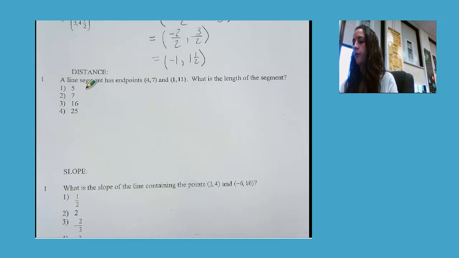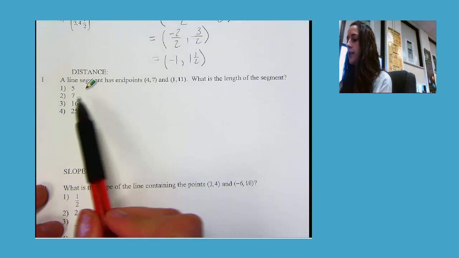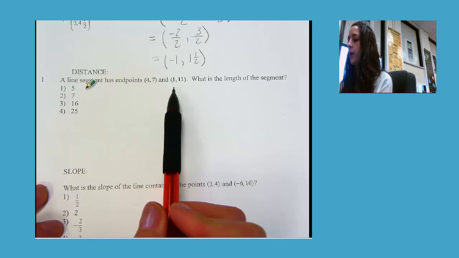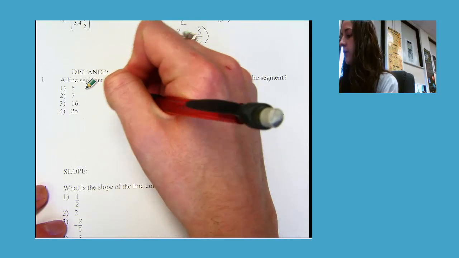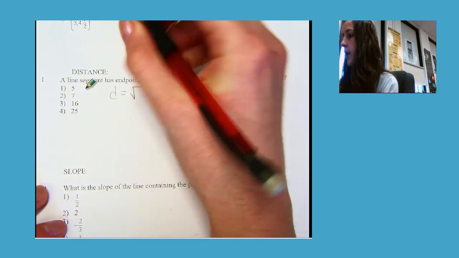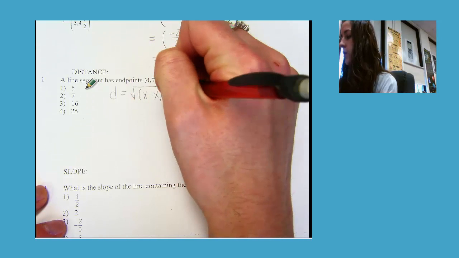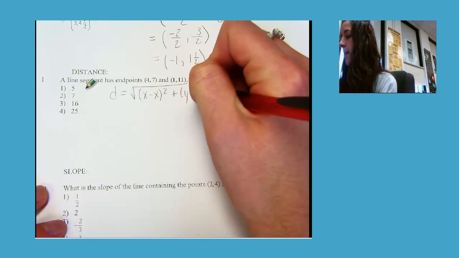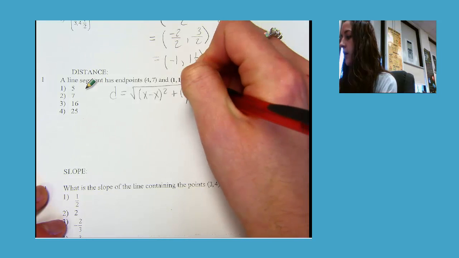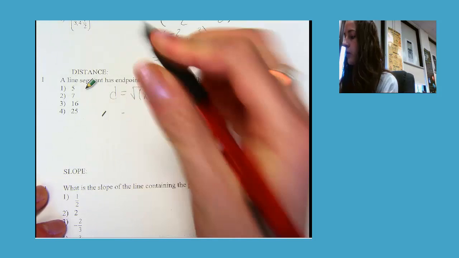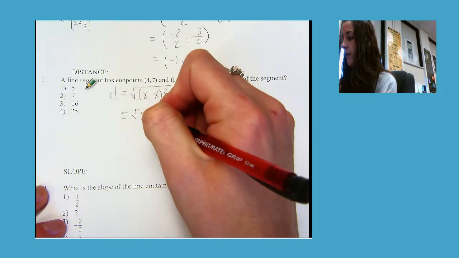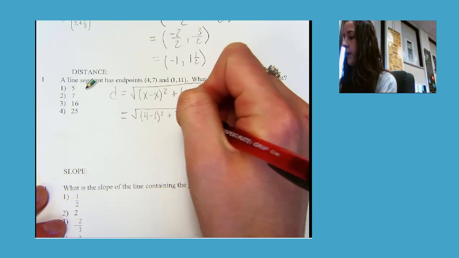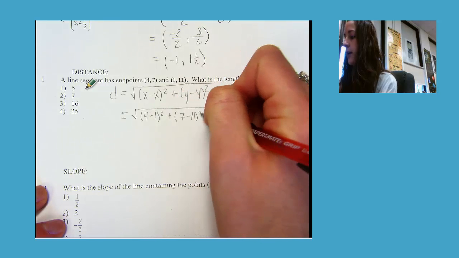Okay, so now we're going to do the first problem from the distance section. So we have a line segment has endpoints (4, 7) and (1, 11). What is the length of the segment? So we're going to go ahead and use our distance formula that Mrs. Casey just reviewed. It's going to be the square root of x minus x squared plus y minus y squared. So we're just going to substitute our values. So we're going to get 4 minus 1 squared plus 7 minus 11 squared.